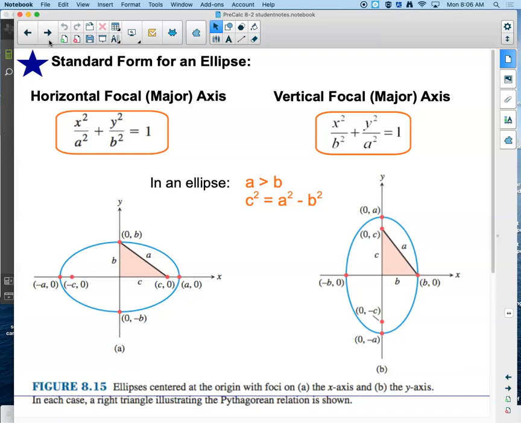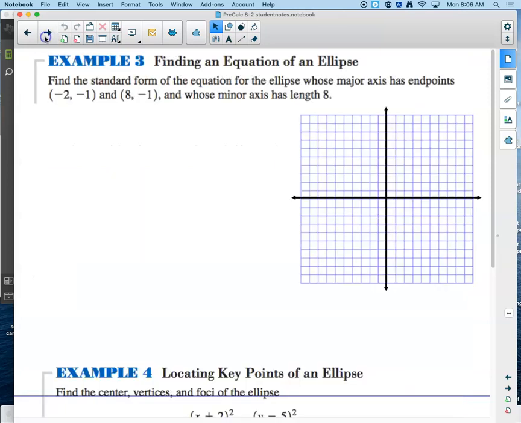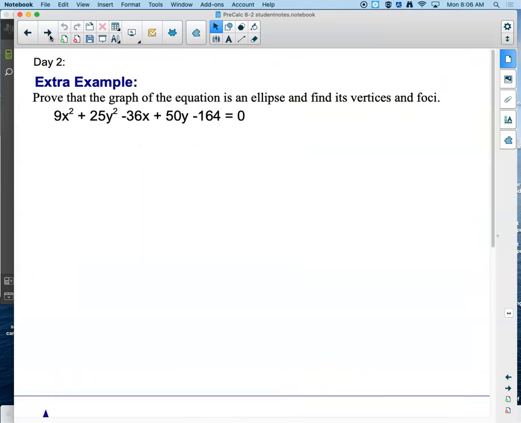So we were at one that was called extra example. Here we go. And this one takes a step a little bit further. As we look at our objectives, we don't see complete the square to get a standard form equation for an ellipse. That's not what any of that says, but it does say write equations for ellipses and translate an ellipse. And it says prove that the graph of the equation is an ellipse and find its vertices and foci. And some people pronounce it foci, but a lot of books go with foci.